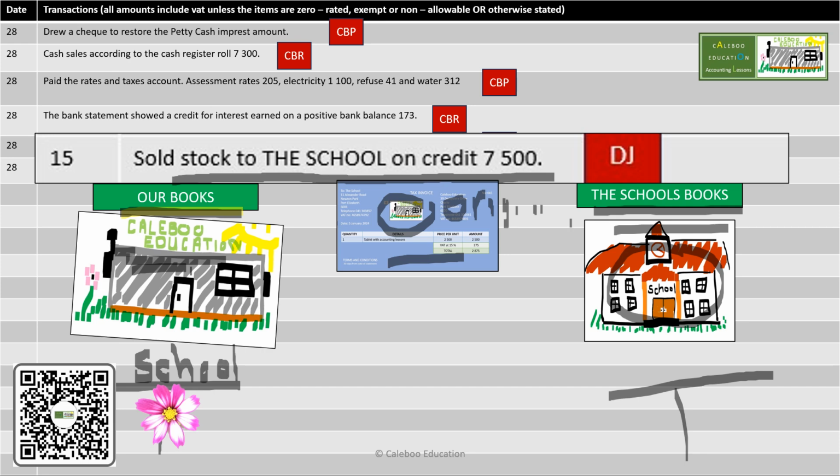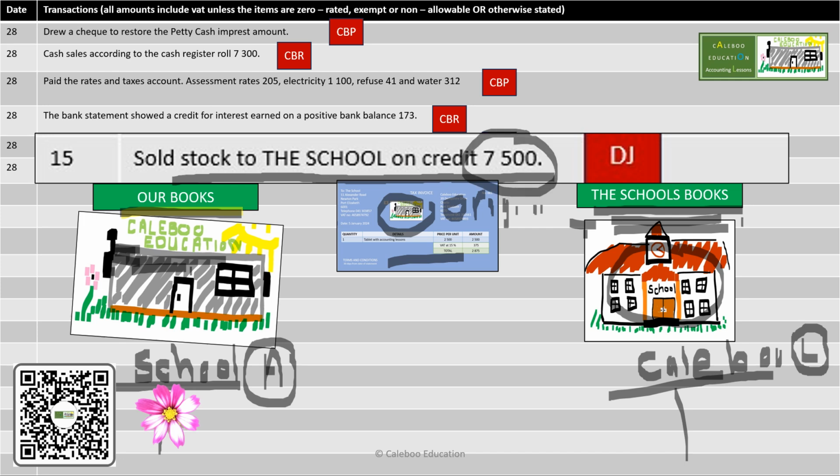And in the books of the school, there is now a liability to pay. They have to pay Calibre Education. In the books of the school, Calibre Education is a liability, and in the books of Calibre Education, the school is a debtor, it's an asset. Now there was an increase after the sale of 7,500.